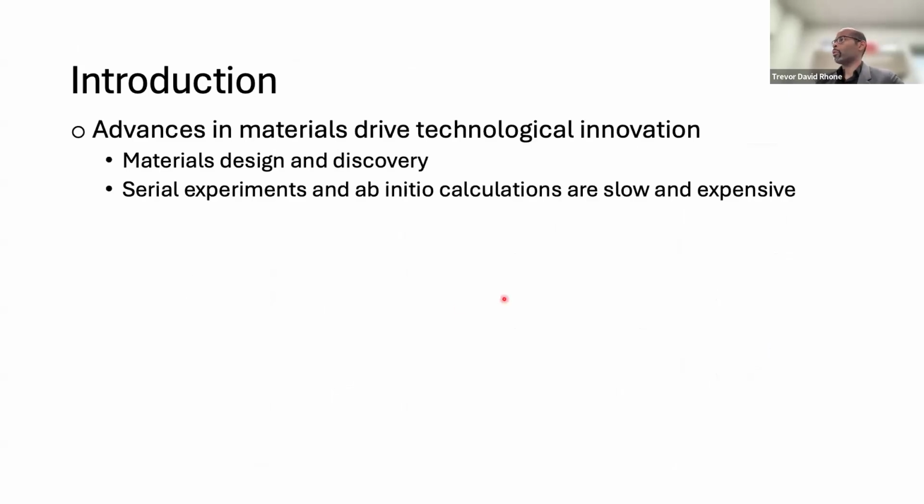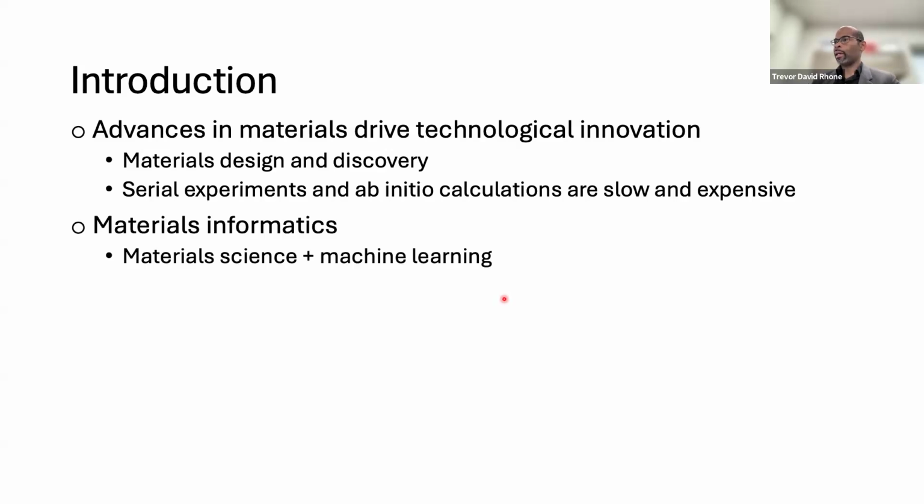So advances in materials drive technological innovation. That is the motivation for why we're doing this, using AI to do materials science research. Traditionally, to gain these advances, one does materials design and discovery. That's typically done with serial experiments and first principles or ab initio calculations, which tend to be slow and rather expensive. So in the past maybe 10 years or so, materials informatics, or materials science plus machine learning or AI, has become a really important tool that helps accelerate this materials design and discovery process.